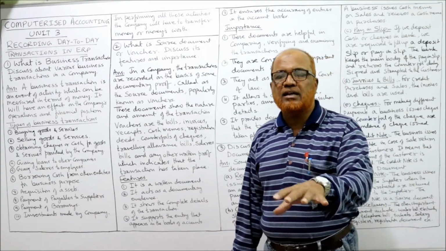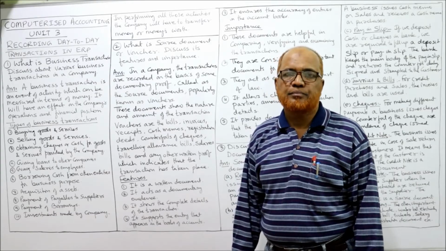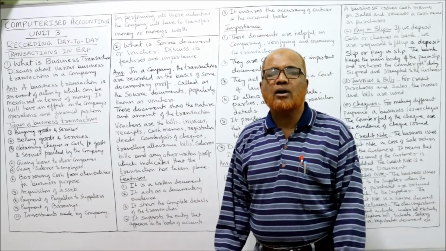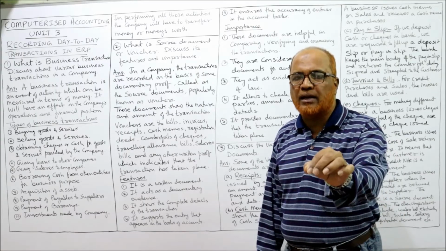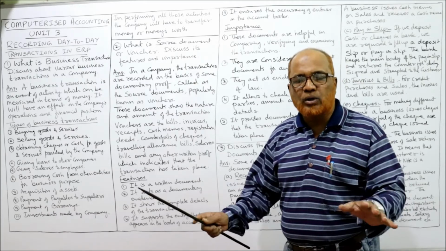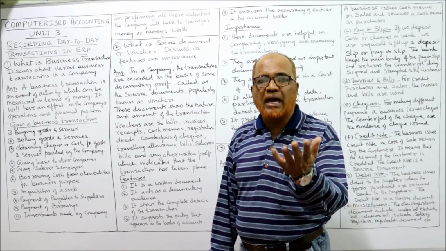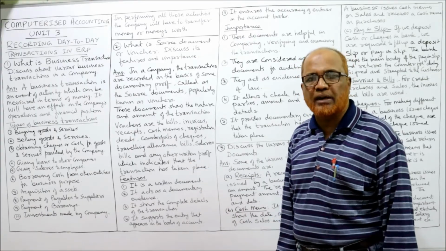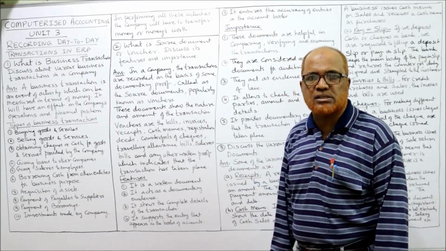Every transaction will be entered in the books of accounts on the basis of evidence, proof. That evidence proof is the source document. Only on the basis of source document, the transaction will be entered in the books of accounts. Without evidence, no entry will be passed. No transaction will be entered. So we need some evidence of the transaction, and that evidence is called source document. And popularly, the source documents are called vouchers.